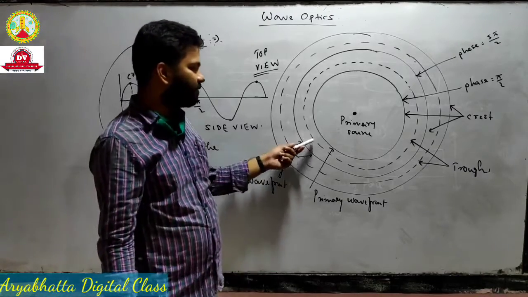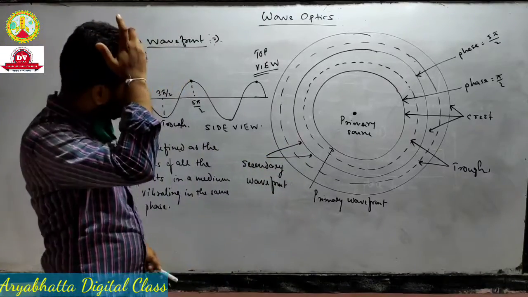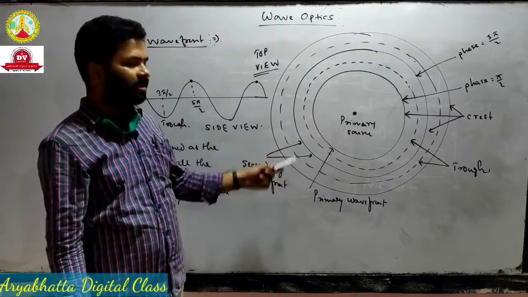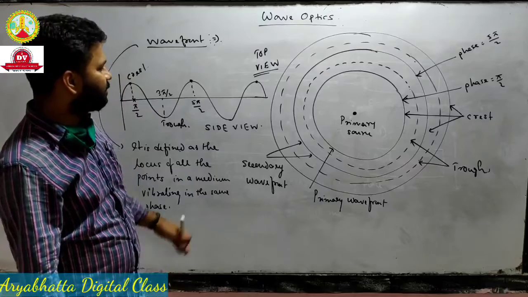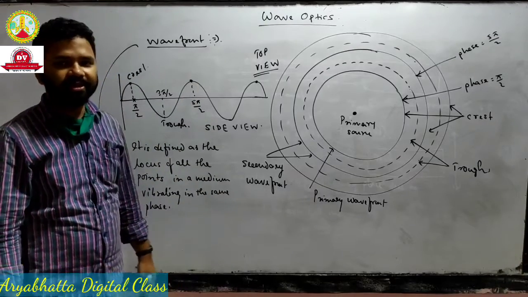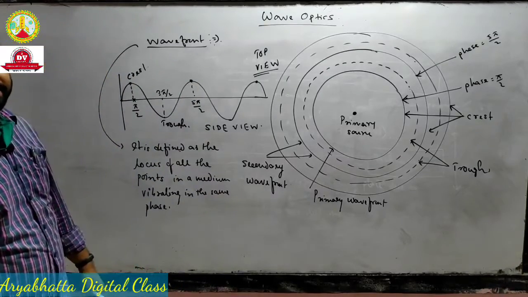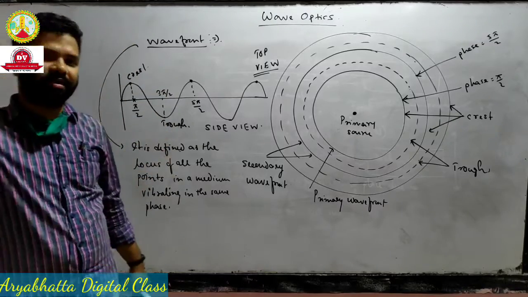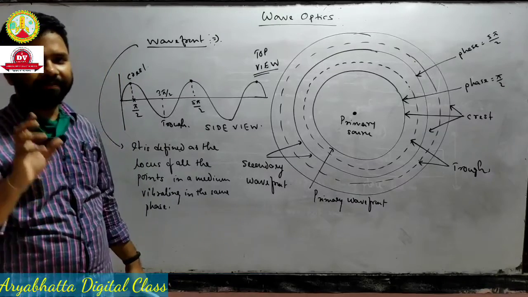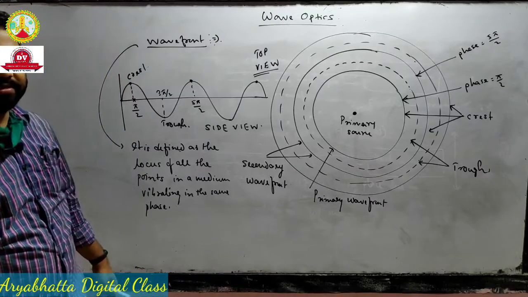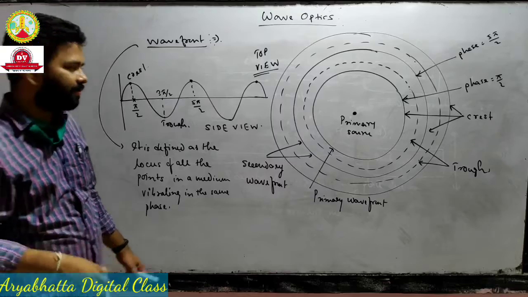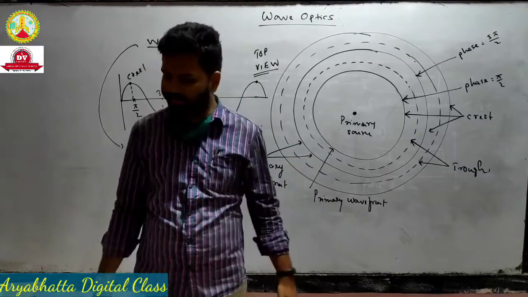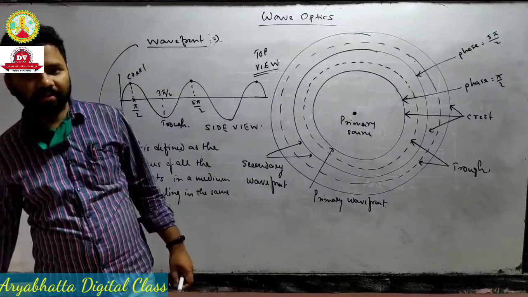So the first trough, this one, here the particles are vibrating at a phase angle of 3 pi by 2. Here the particles are vibrating at a phase angle of 5 pi by 2. So this is the definition and the concept of wavefront. Wavefront is basically the locus of all the points vibrating in the same phase. Remember, here the particles are vibrating in pi by 2, here 5 pi by 2, here it is 9 pi by 2. So try to understand what is wavefront.